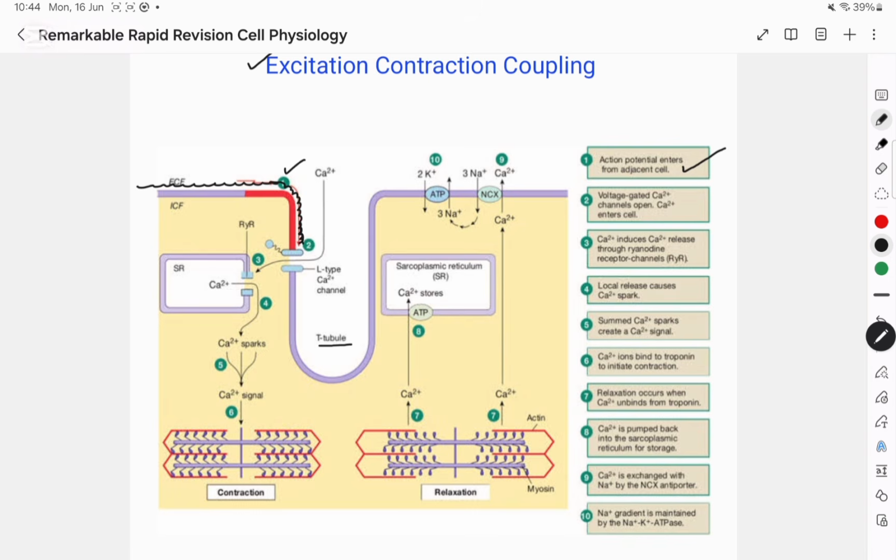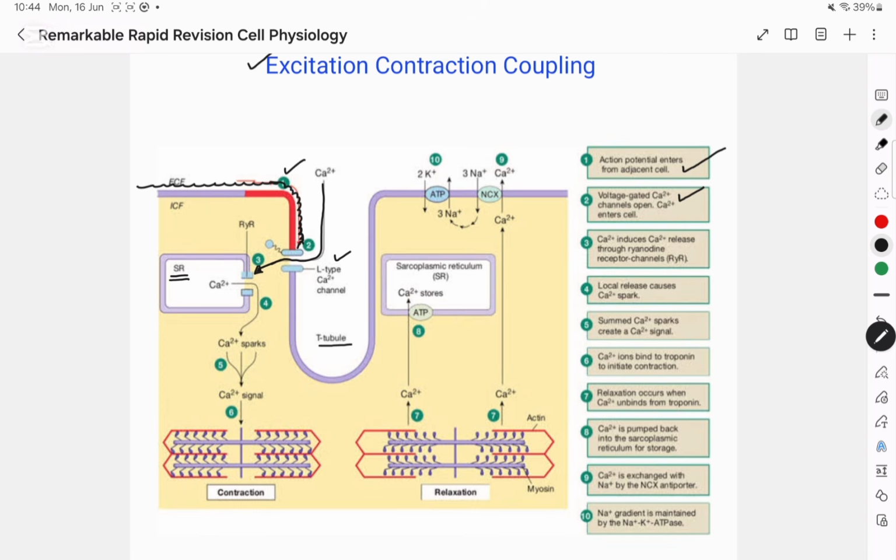So यहाँ पर हैं L type calcium channels and these calcium channels, once the action potential reaches these channels, will become open. So voltage gated calcium channels open and calcium moves inside of the cells. So once inside of the cells, calcium moves towards the ryanodine receptors which are present in the sarcoplasmic reticulum.